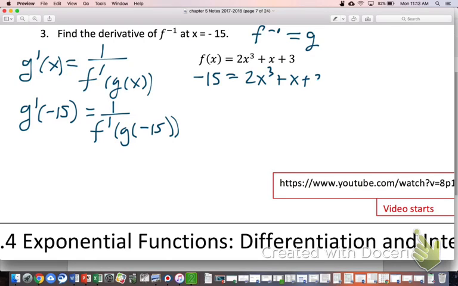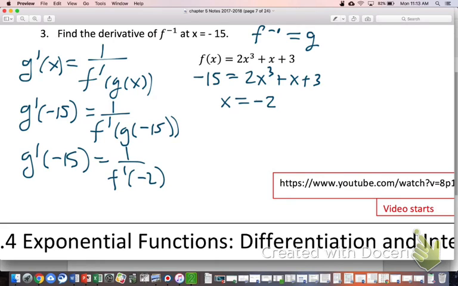And this is where you do a little bit of that educated guessing and checking. Keep it close to 0. What is it, negative 2? Negative 2. Okay, so x equals negative 2. So that means g prime of negative 15 is really 1 over f prime of negative 2. And to figure out f prime of negative 2, we just need to find f prime. So f prime equals 6x squared plus 1. And so when I plug a negative 2 in for x, I get 25. So my final answer would be 1/25.